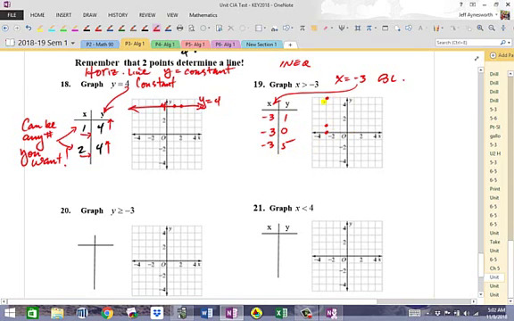So notice the boundary line's vertical in this case. So this right here, this is vertical. Any function that has x equals a constant is vertical, always. Anything that has y equals a constant is horizontal, always. Now you just have to graph it, and so x can't be -3, so you make it dotted.